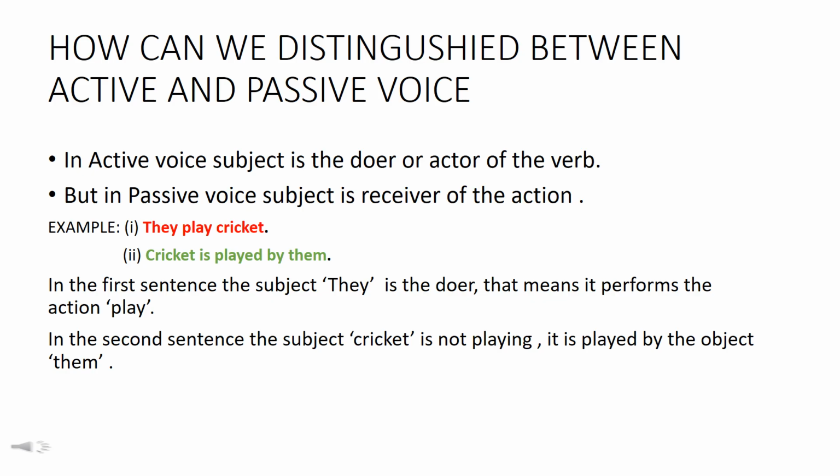As we can see in the sentence "They play cricket," "they" is the doer. That means it performs the action. But in the second sentence, "Cricket is played by them," the subject "cricket" is not the doer. It is the receiver of the verb "played," and it is done by "them," which is the object of the sentence.